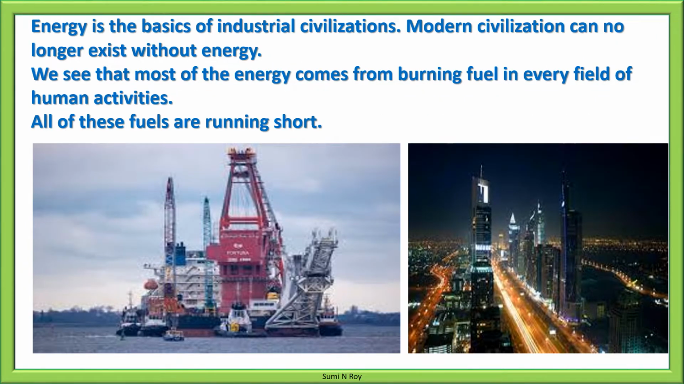Energy is the basis of industrial civilization. Modern civilization can no longer exist without energy. We see that most of the energy comes from burning fuel in every field of human activities, and all of these fuels are running short.